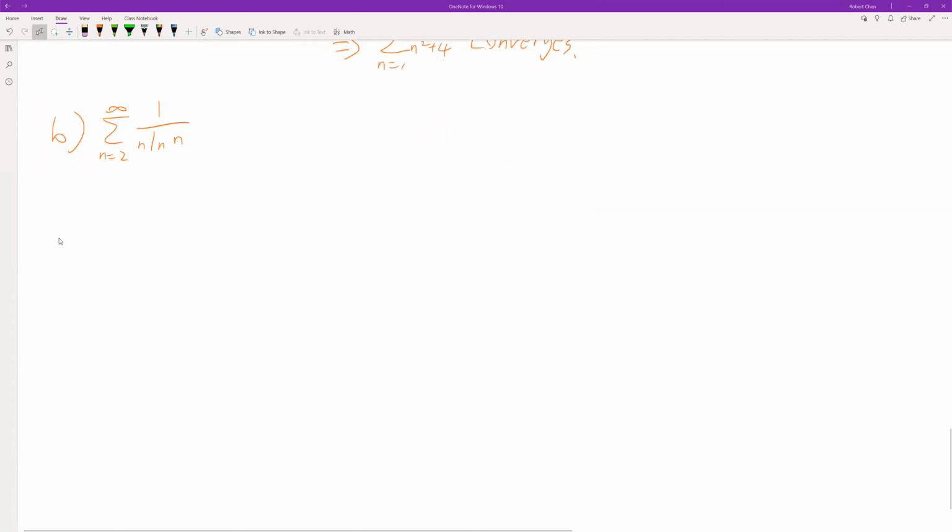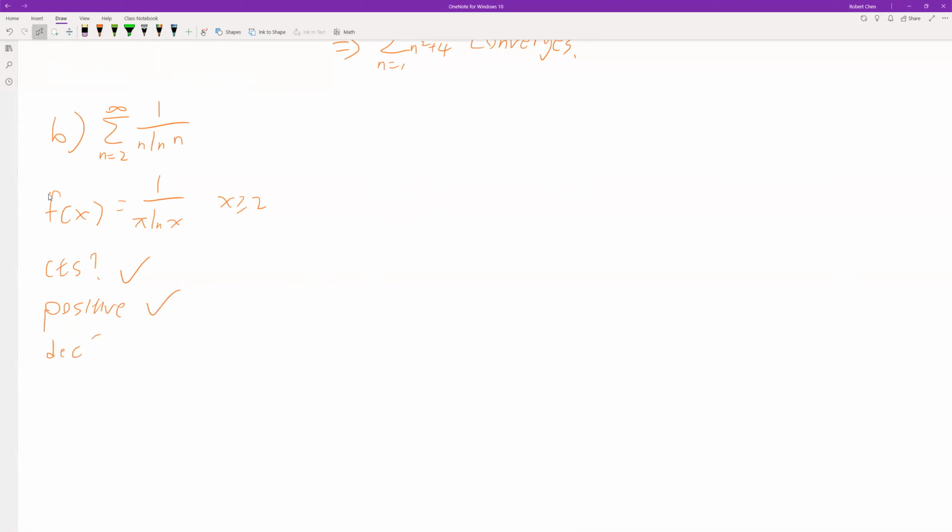All right, so f of x is 1 over x ln x. Is it continuous? x is greater than or equal to 2, so that's fine. If it's 1, then it's going to be discontinuous because we get a 0 here. But since x is greater than or equal to 2, we're fine. Yes, it's continuous. Is it positive? Yeah, it's always going to be positive because x is positive, okay?